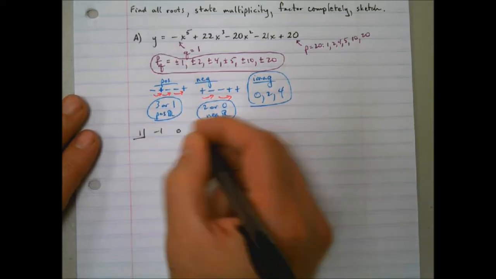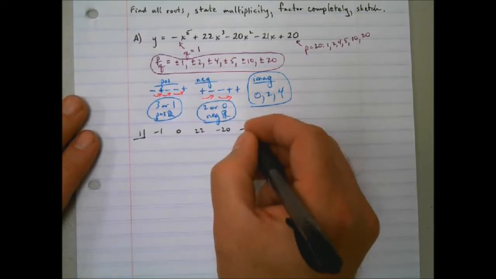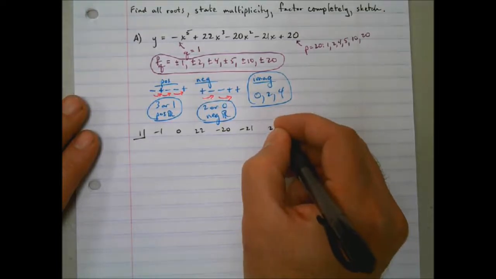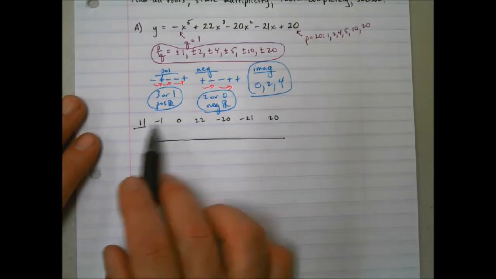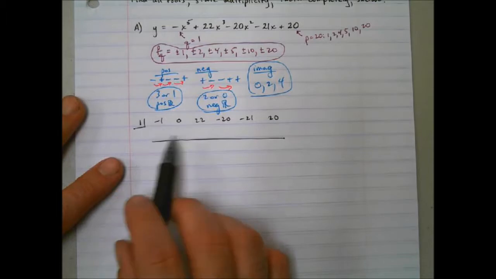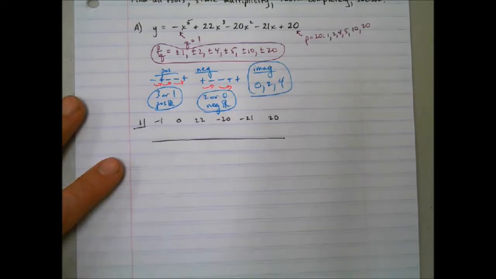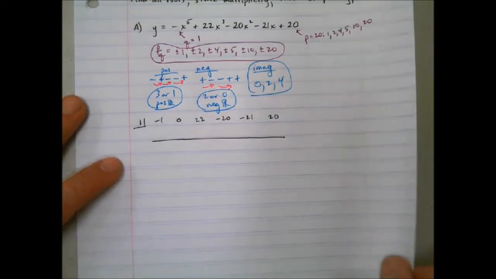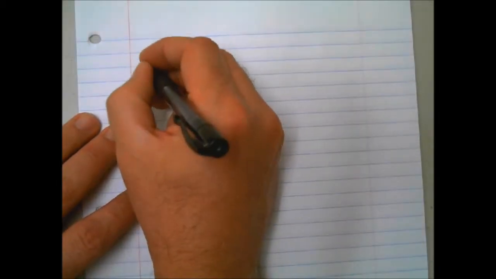So negative 1, 0, 22, negative 20, negative 21, and 20. Okay, it's all set up. Like I said, really, you want to do this either on some scratch paper off to the side or until you know if it works or not, or do it in pencil so that you can erase. Okay, so actually, since I need some scratch, I'm going to do scratch paper off to the side, just so I will know if it works or not, because I'm using pen.